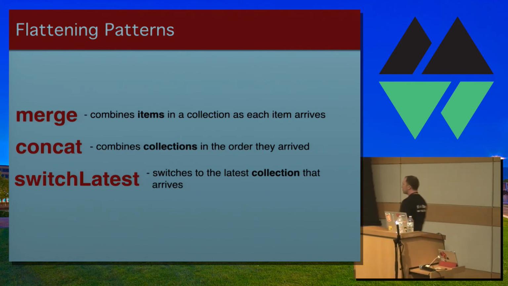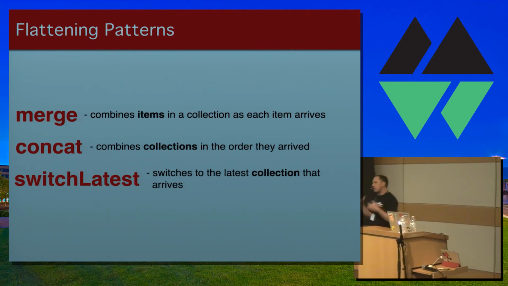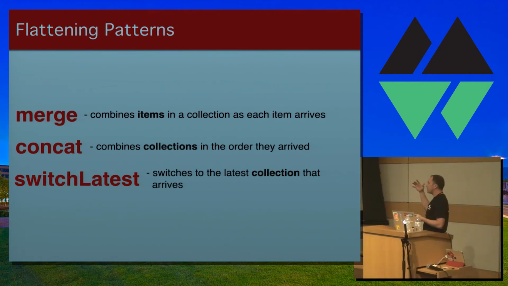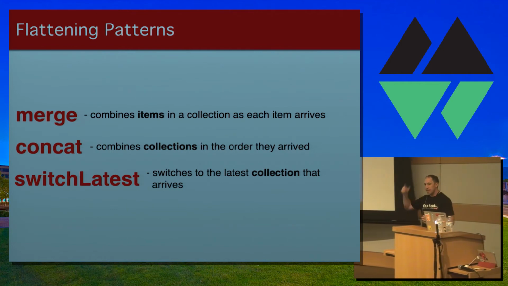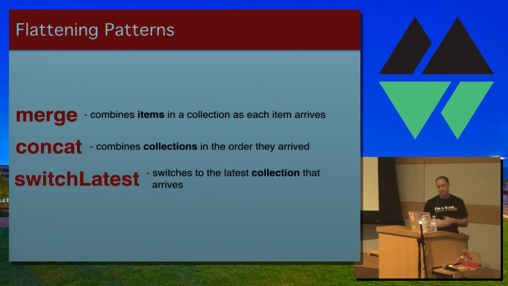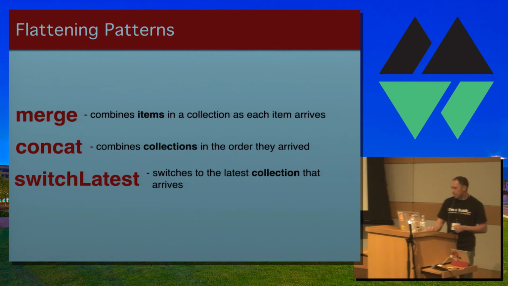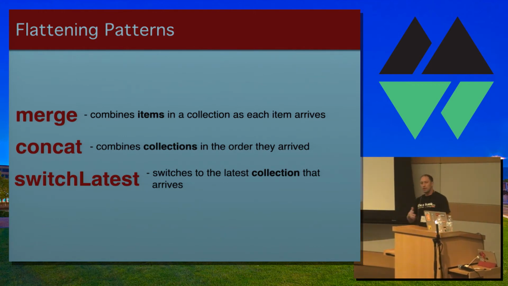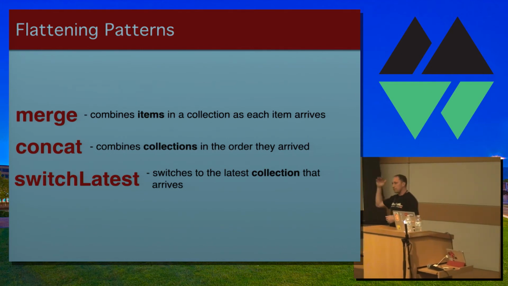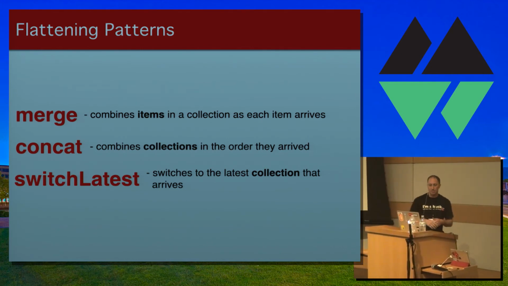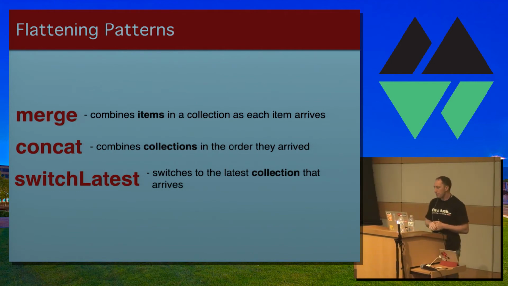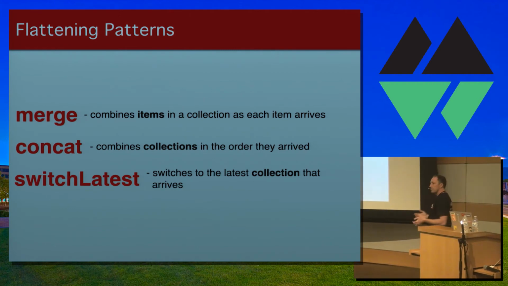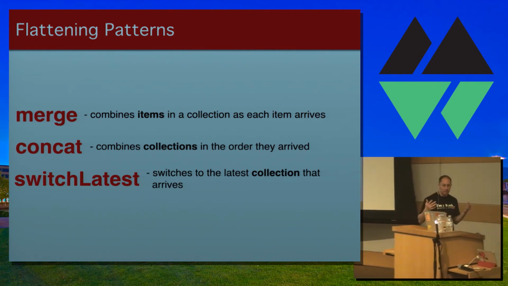So merge, like Jafar showed you before, is going to combine each item in collections as they arrive. So if we have nested collections, when one of those nested collections has a piece of data, it's just going to throw it into that outer observable. Concat is going to combine entire collections at a time. So if we have an observable of observable collections, it's going to wait till the first one is done sending data before it starts grabbing data from the second one and the third one. And switchLatest is going to switch to the latest collection that arrives in a nested observable structure.